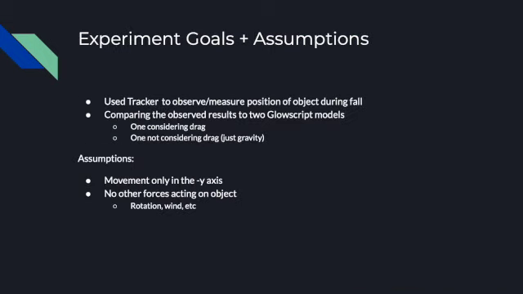So for experiment goals and assumptions, we use Tracker to observe and measure the position of the object, and we compared the observed results to two GlowScript models, one considering drag and one not considering drag, so it just had gravity. And then some assumptions were movement only in the negative y-axis, no other forces acting on the object, such as rotation, wind, etc.